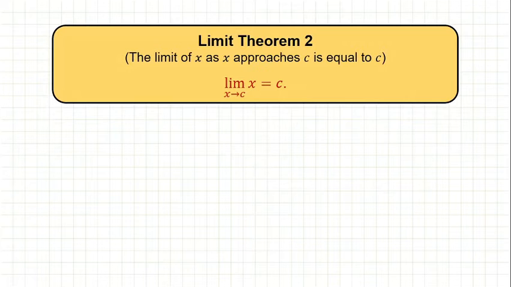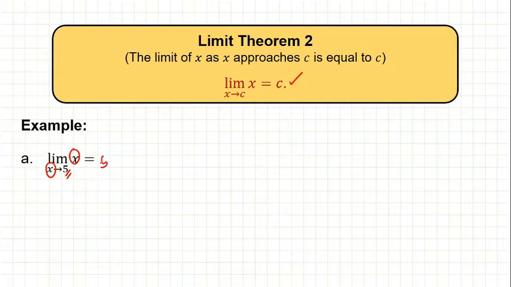For the second theorem, it states that the limit of x as x approaches c is equal to c. So in notation, we have this one. This theorem is also called the substitution theorem because it is as if we substitute the value of c to your x. Okay, example, we have the limit of x as x approaches 5. Since we have x here and x also here, let's just substitute the value of 5 to your x. So the answer will be 5.